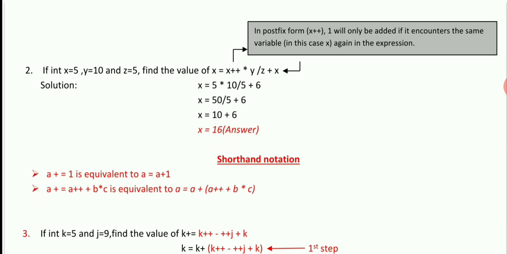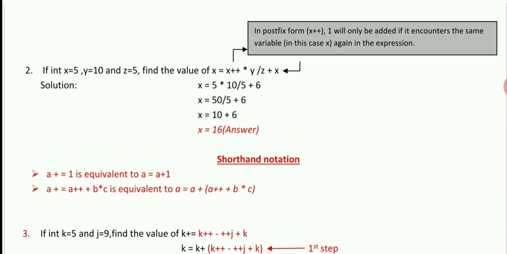In the solution, I have written x equals to 5 * 10 / 5 + 6. The value of x will remain the same because it is a postfix operator, and that plus 1 will be added if it encounters the same variable. And you can see the last term of the expression is x. So that plus 1 will be added out there. So that gives me 5 * 10 / 5 + 6.